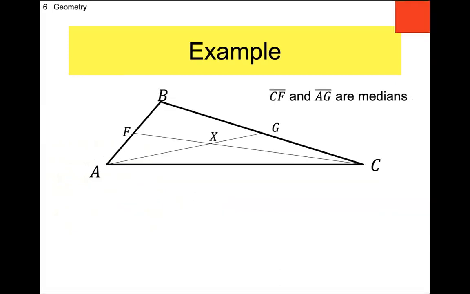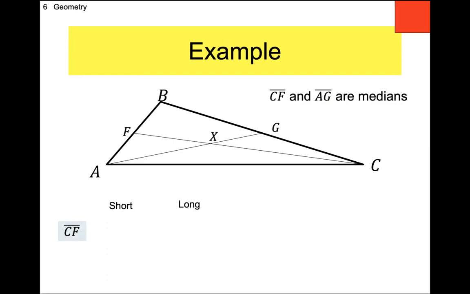Okay, so how does this mathematically work? Well, let's just look at a generic triangle right here. I drew two of the medians, not all three. I've got AG as a median, and I've got CF as a median. It's supposed to break it up into a small piece and a large piece. So what's the small piece of CF? That would be XF. And what's the large piece? That would be CX. Okay, so we got a short piece and we got a long piece.